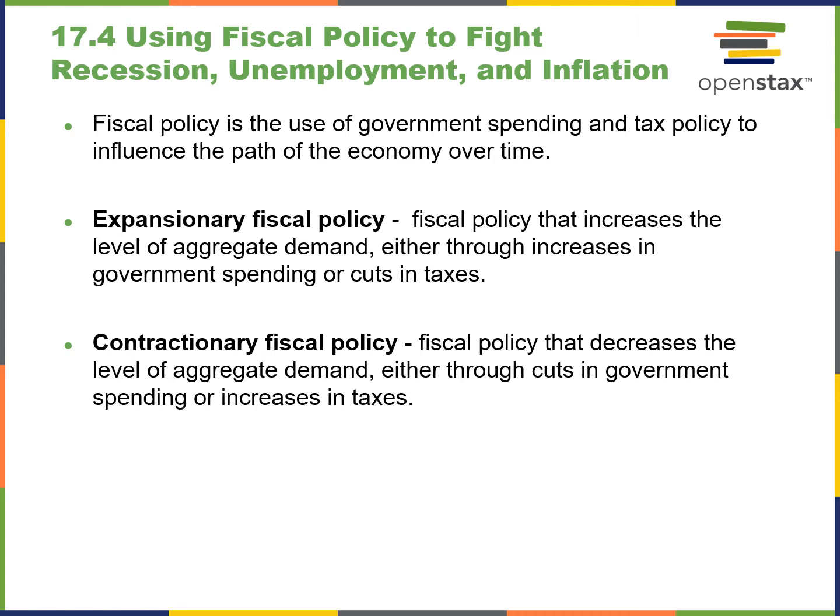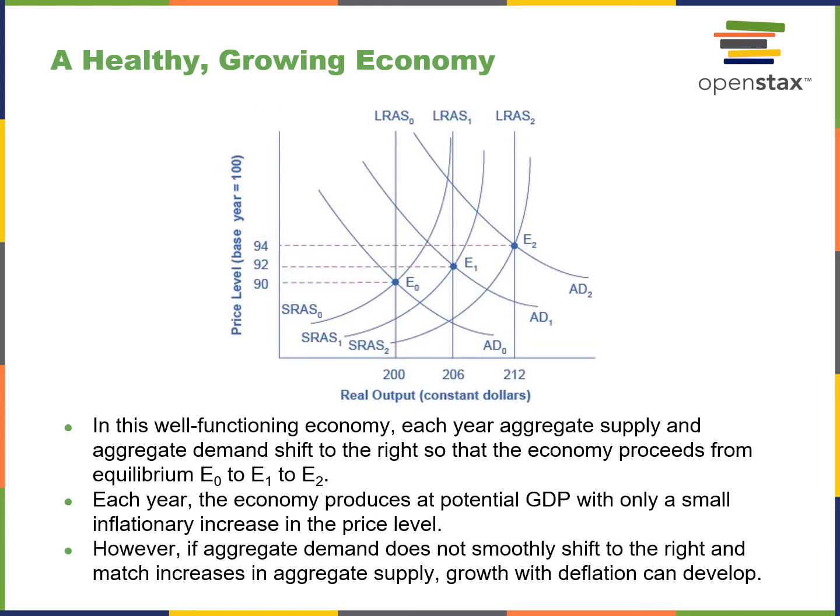And so, in any tax scheme and any codification of tax law, there are always winners and losers. And whatever the current tax law is today is always subject to change. Healthy, growing economy: in a well-functioning economy, each year the aggregate supply and aggregate demand shift to the right, so the equilibrium shifts over to the right and rises a little bit higher each time. Each year produces at a potential GDP with only a small inflationary increase in price. In previous sessions, I've said that the target inflation number is usually around 2%. I'm not sure what's so magical about it, but that's what they say. That's basically stable growth and reasonable inflation.